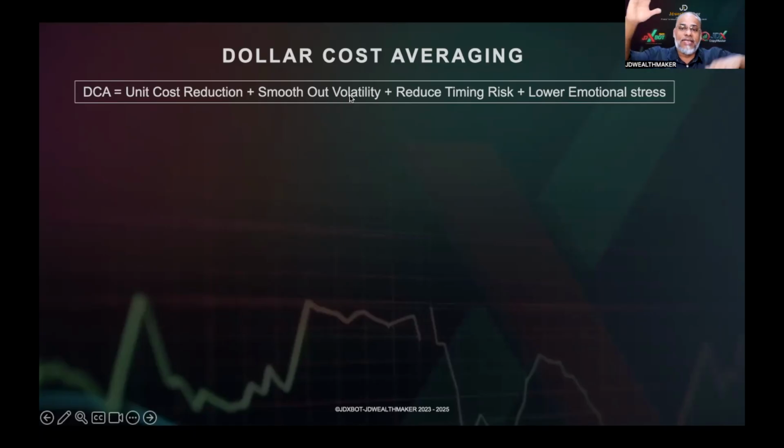Can you see? Because price has volatility. You smooth out the volatility, you reduce the timing risk, and you also lower emotional stress because you don't have to time the market. You don't really care about the price. You only care about your spreadsheet: you're going to do this weekly, every Monday, 12 p.m., I'm going to buy this amount. That is it. Close your laptop and wait for next week or next day, up to you. Can you see how easy things are when you have a proper system established?